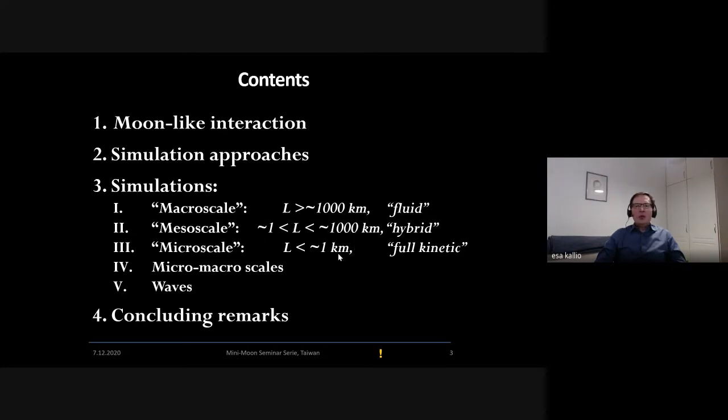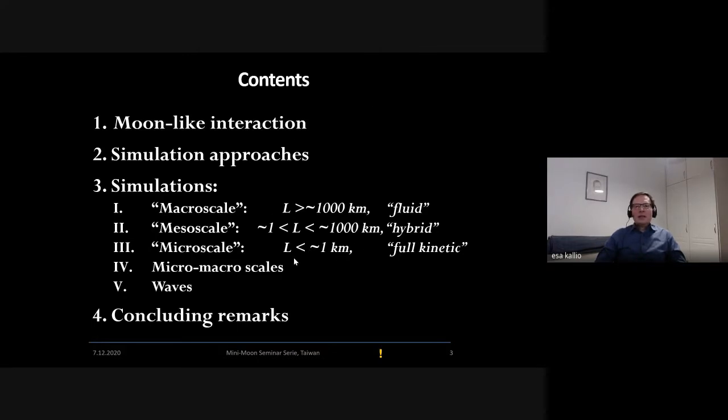Then we zoom to a smaller scale and faster processes, really a full kinetic description, where all of those charged particles are treated as mass particles. In this presentation I will call those models and scales microscale processes.